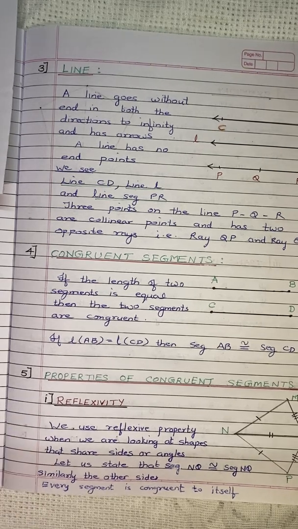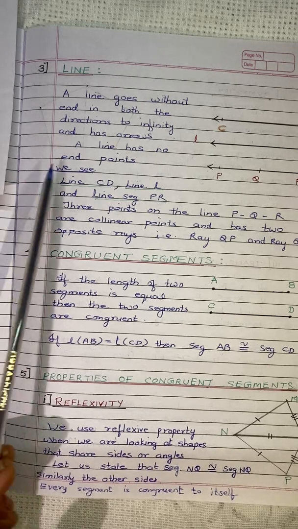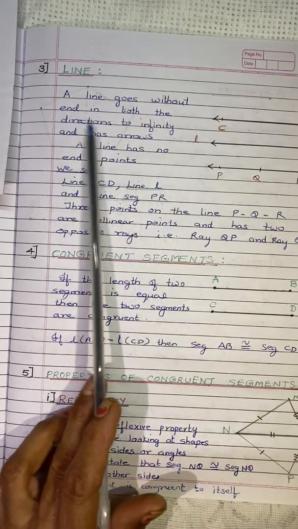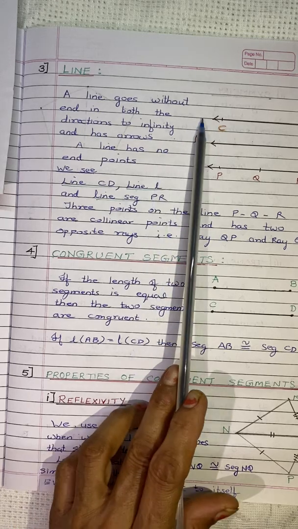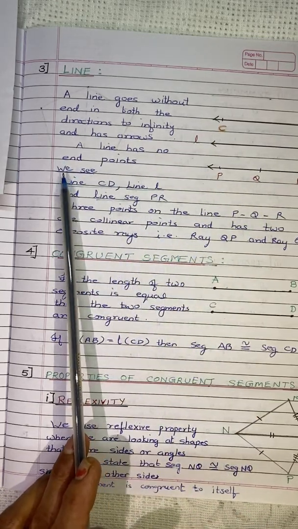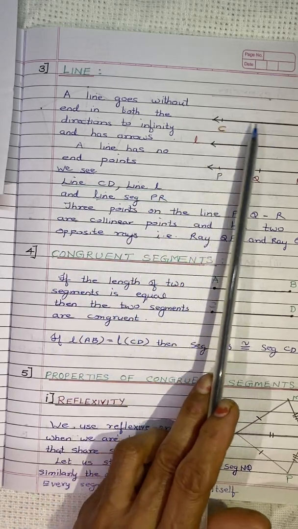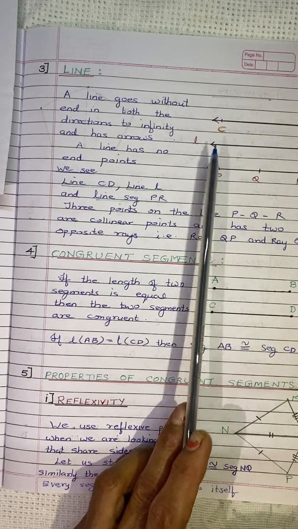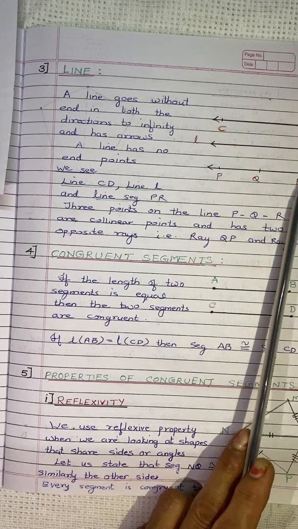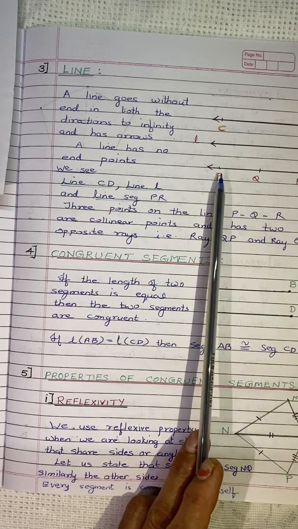Third one, a line. Here if we see, a line goes without end in both the directions to infinity and has arrows. A line has no end points. We see line CD, line L, and line segment PR. A segment is part of a line, so we can say segment PQ or segment QR or segment PR.